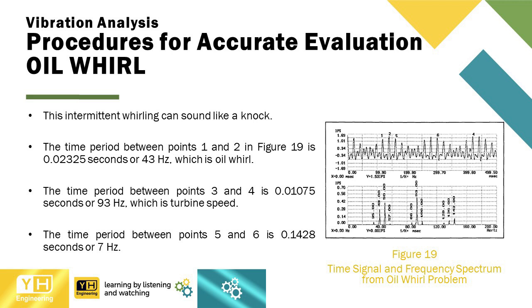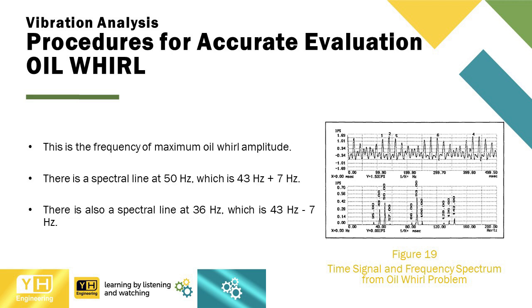The time period between points 1 and 2 in figure 19 is 0.02325 seconds or 43 Hz, which is oil whirl. The time period between points 3 and 4 is 0.01075 seconds or 93 Hz, which is turbine speed. The time period between points 5 and 6 is 0.1428 seconds or 7 Hz. This is the frequency of maximum oil whirl amplitude.